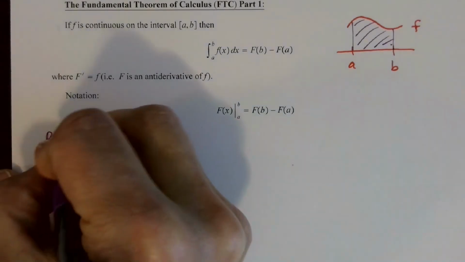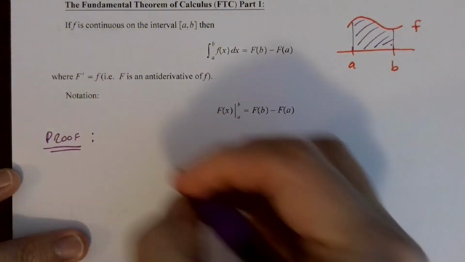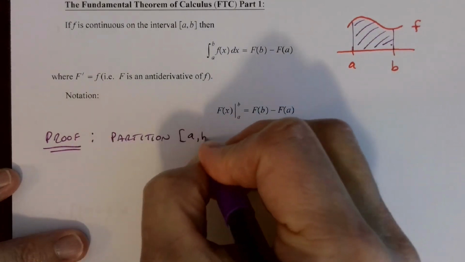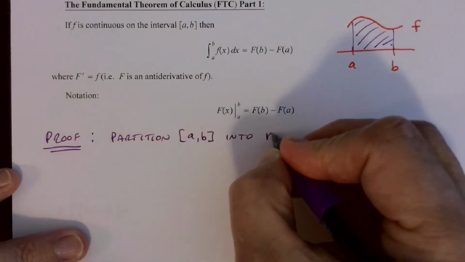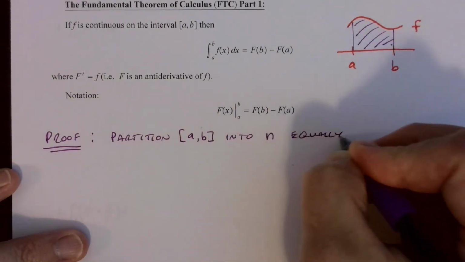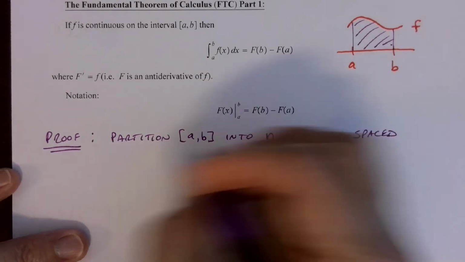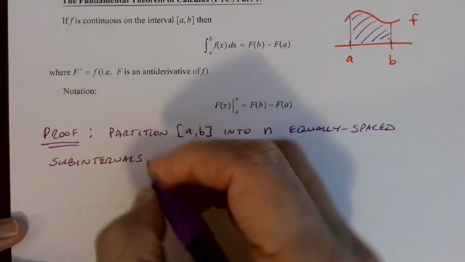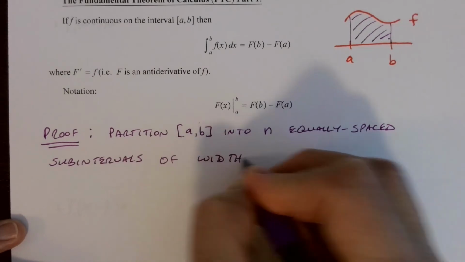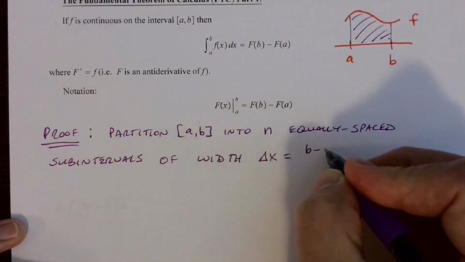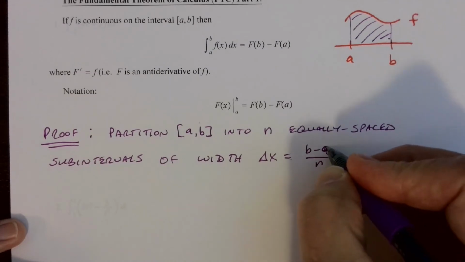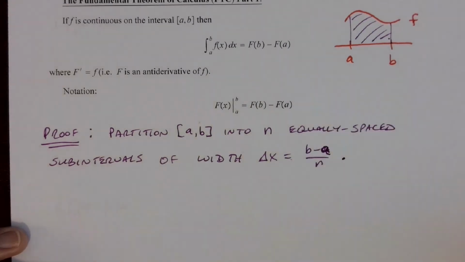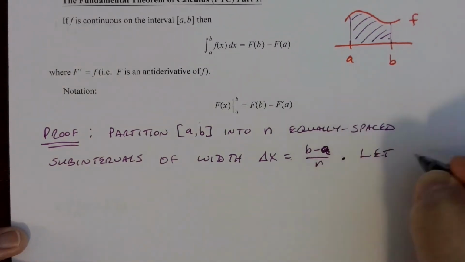The proof goes like this. We're going to partition the interval a to b into n equally spaced subintervals of width delta x, which will be what? b minus a over n. I mean, this is nothing more than what we have talked about already when we talked about the definite integral before, right? This is the process we went through to estimate.